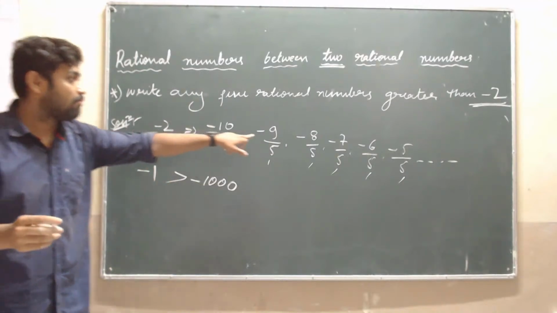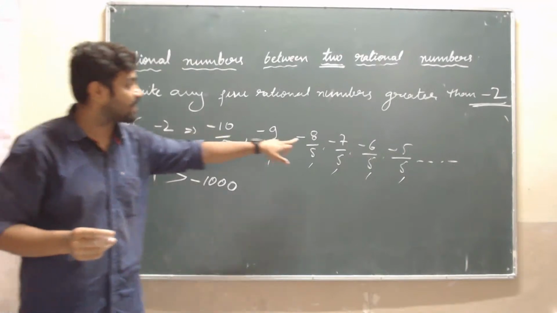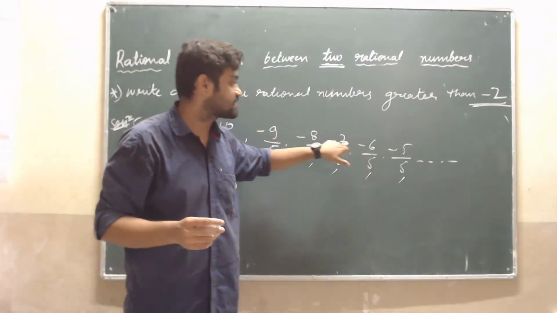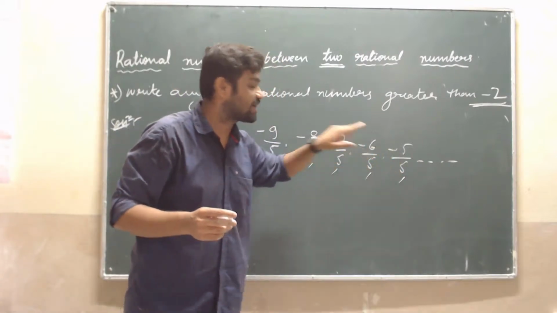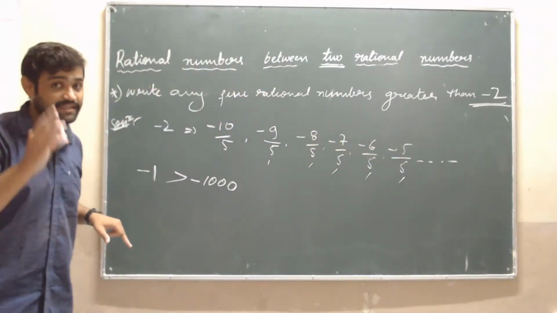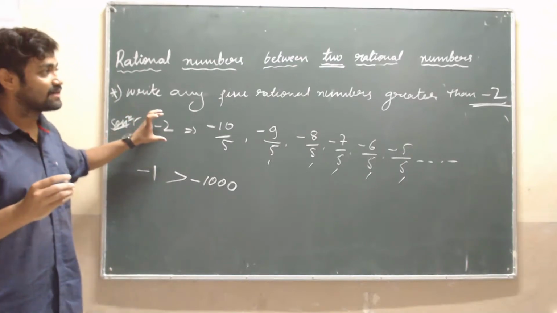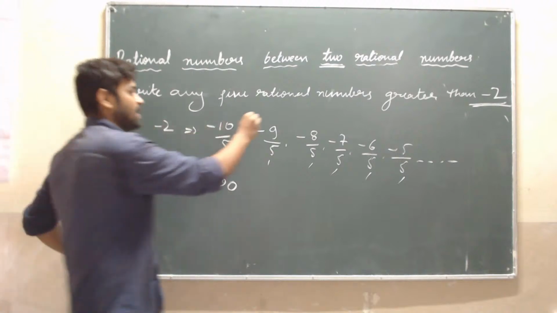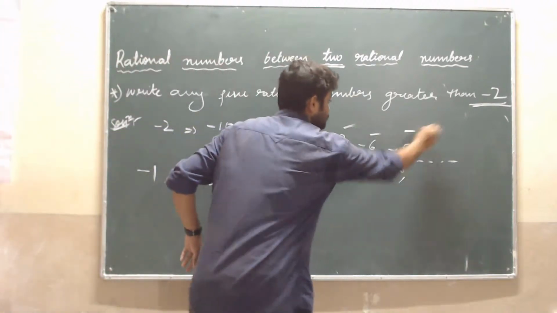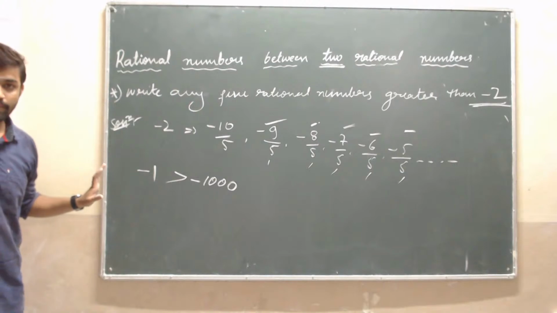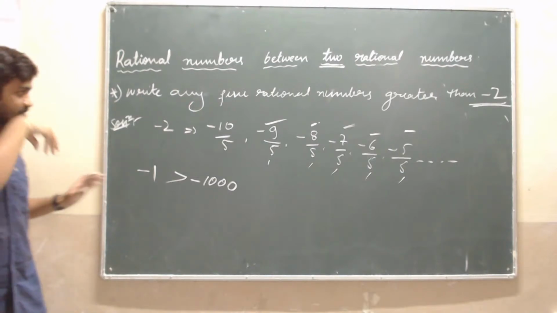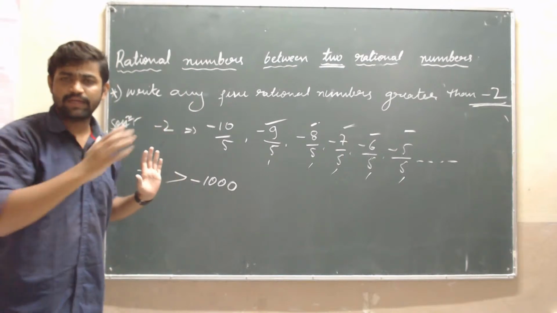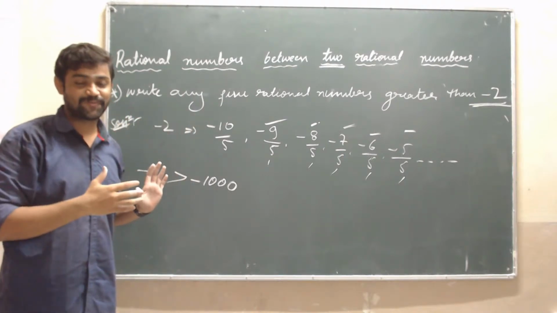So here minus 9 is greater than minus 10, and minus 8 is greater than minus 9, and minus 7 is greater than minus 8, and minus 6 is greater than minus 7, and minus 5 is also greater than minus 6. That's why we have the 5 rational numbers which are greater than minus 2: minus 9 by 5, minus 8 by 5. Whatever it is, that should be greater than minus 2.